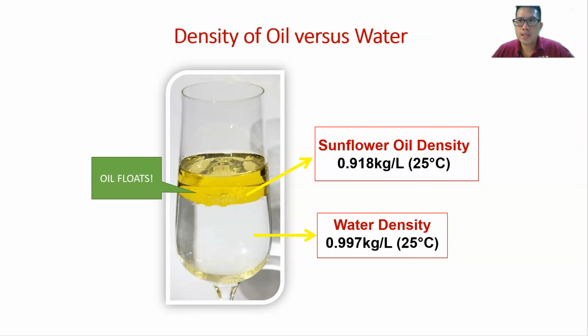If you're looking at this, it's a classic example: the density of oil versus water. You will see that the oil will always float on top of water. You might be thinking, why is that? If you check the density, the oil has always lower density compared to water. You have to compare within the same temperature. In other words, the oil is lighter compared to water. Water is heavier compared to the oil. That's why the oil always floats on top.